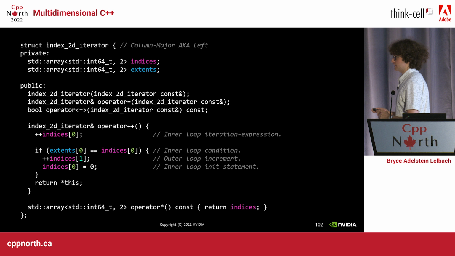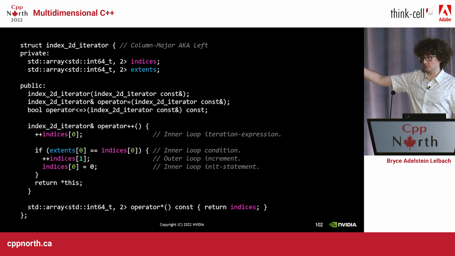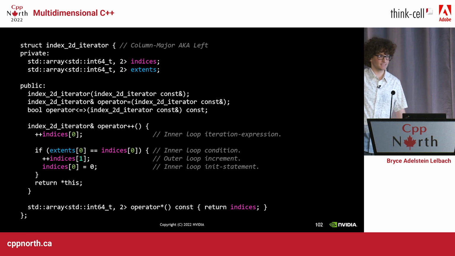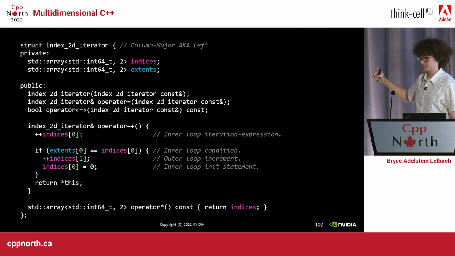Now, if we look at this operator ++, we can see that all three parts of the inner loop are inside of here. But when the compiler looks at this, the compiler does not understand that we've embedded a for loop inside of this iterator. What the compiler sees is some control flow that it doesn't understand.